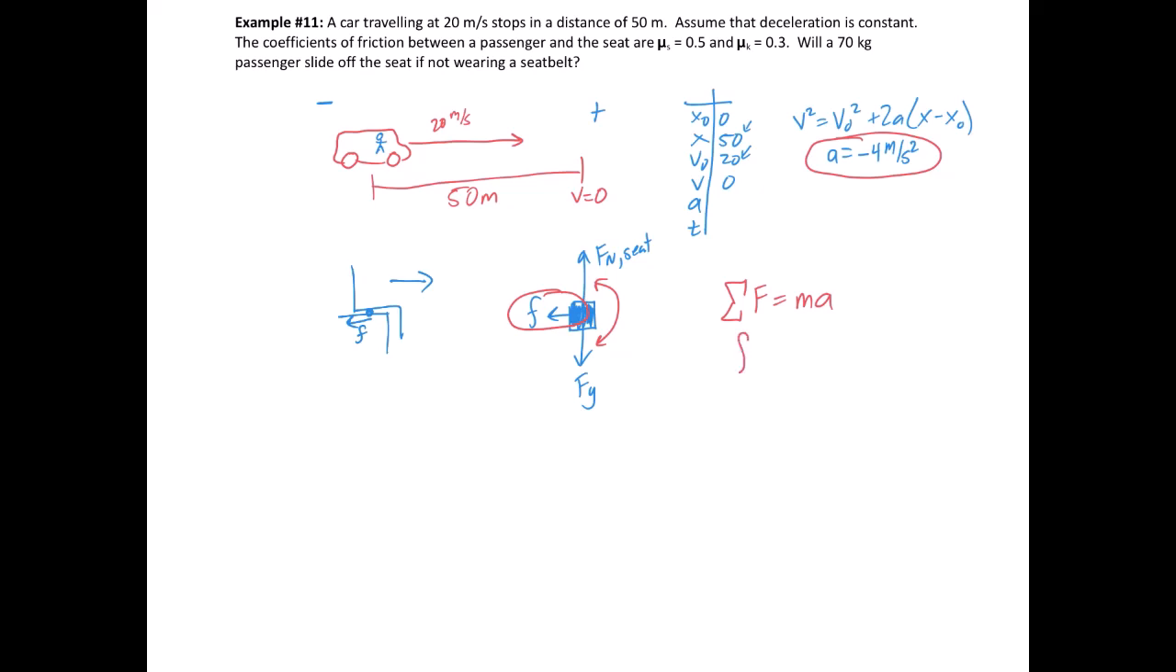That means I need friction to be equal to my mass times the acceleration being provided. How much friction do I need? I need 280 newtons. That's the force that is necessary for me to be able to accelerate at the same rate as the car. Okay? So if I go at the same rate as the car, I'm not sliding.